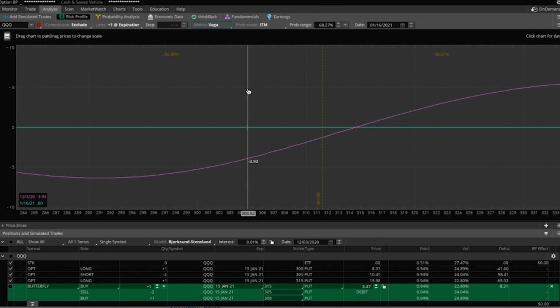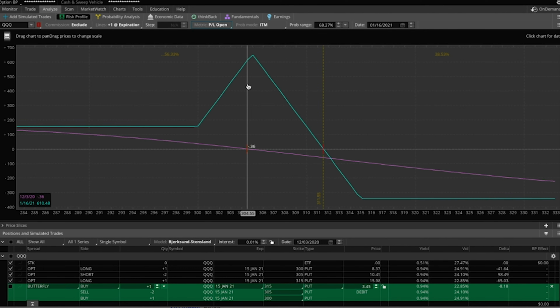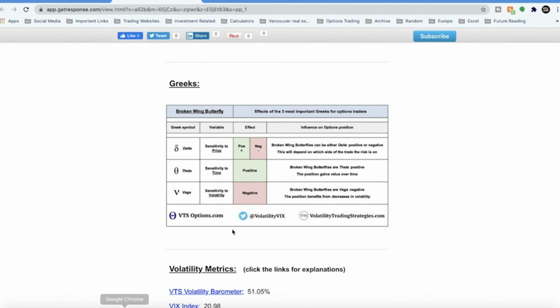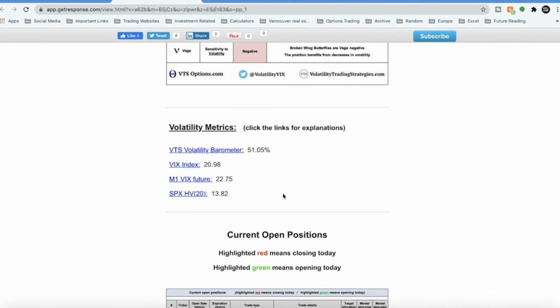Then the last one is Vega. This is a Vega negative trade, which means we will benefit if volatility decreases over the next, say, 1 month. And since volatility right now is still at a fairly elevated level, this is also working in our favor as well. Having a Vega negative trade right now is probably a pretty good skew because the VIX is still at 20, our volatility metrics are still elevated. So having that negative delta, that negative Vega, it's probably the right side of the trade to be on right now.